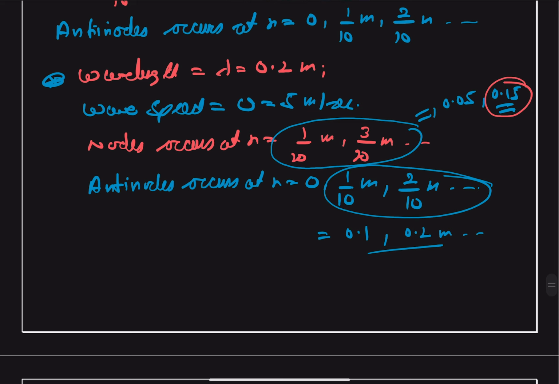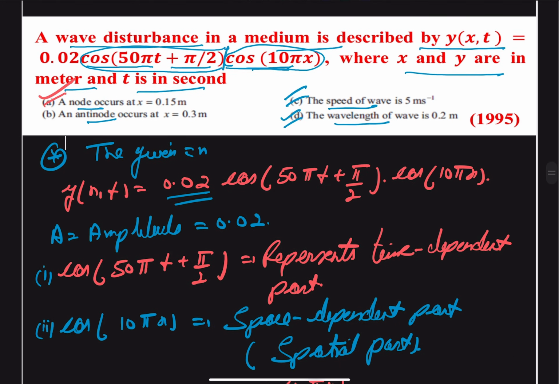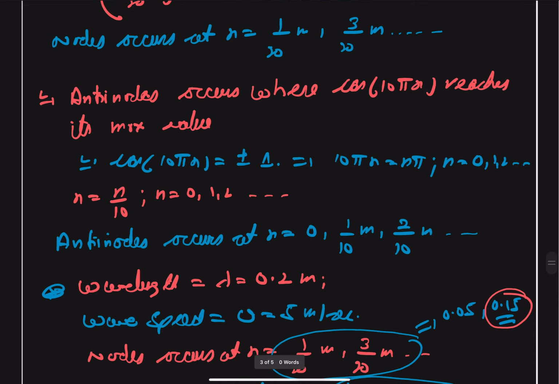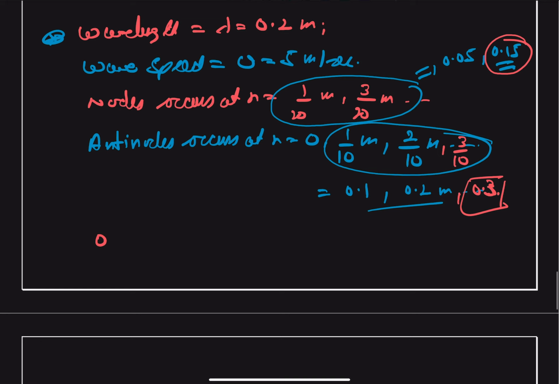So we have to just add one more here. That is our 3 by 10. And that will be coming as 0.3 meters. So this option is also the correct one. So antinode is at 0.3 meter. So this option is also correct. So all the options A, B, C and D are correct.